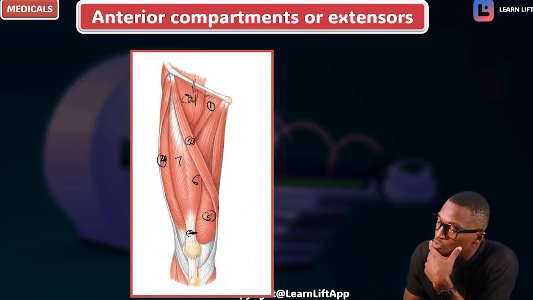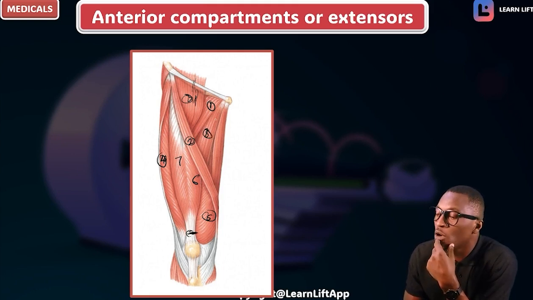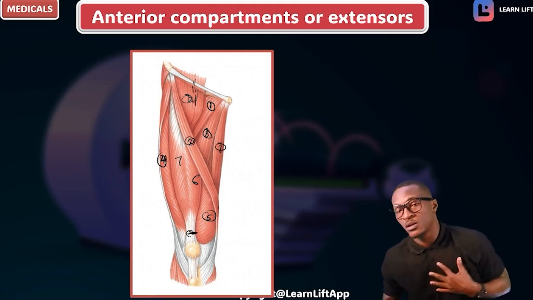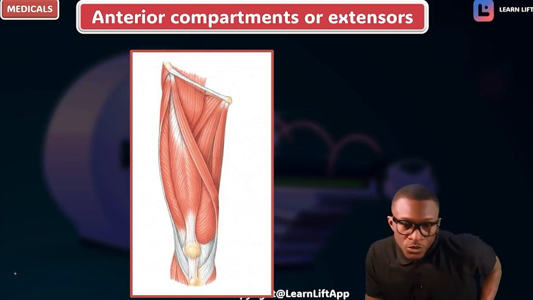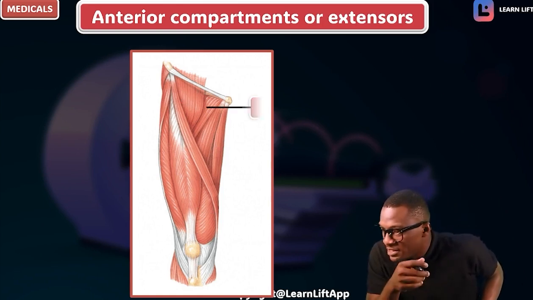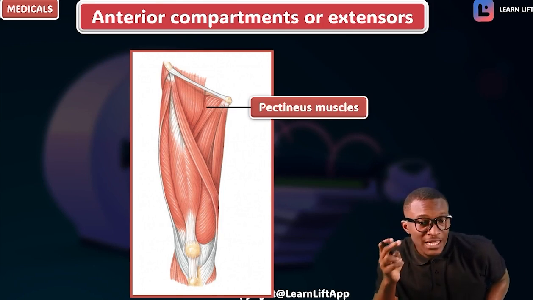This muscle you see here, let me call it number 8, is what we call the adductor longus. And this one is what we call the gracilis muscle. Do you understand that? Let's now label them properly. So labeling them properly now, this is the pectineus muscle. That's the pectineus muscle.